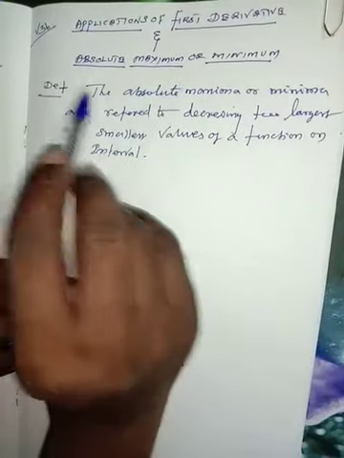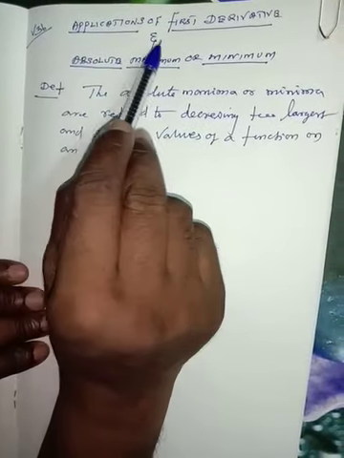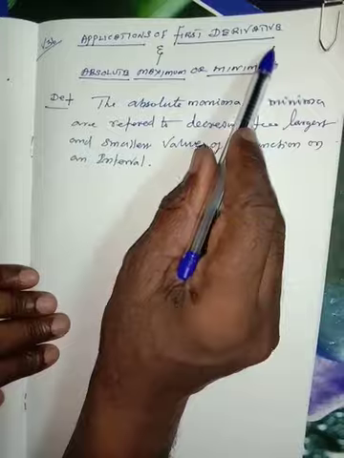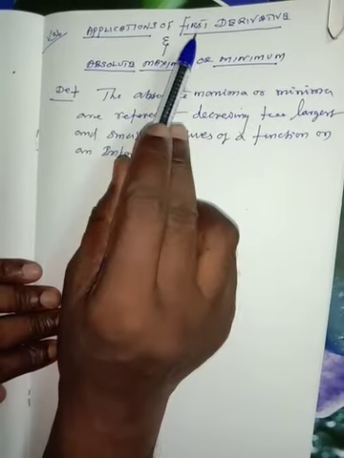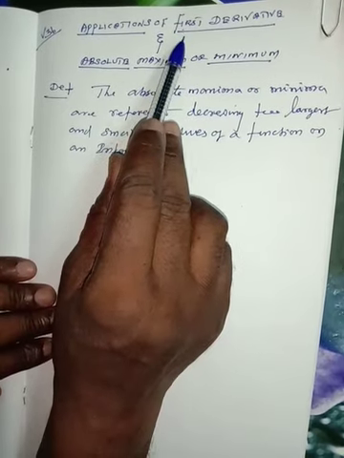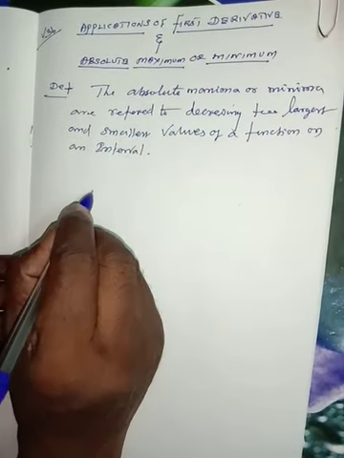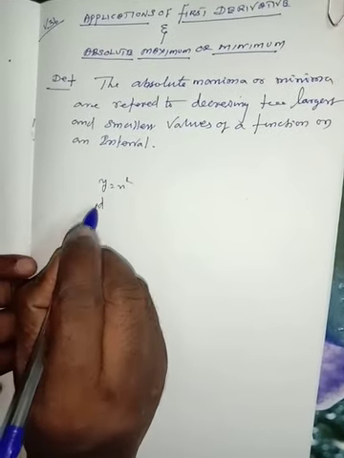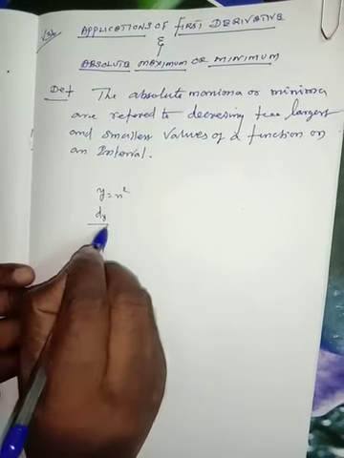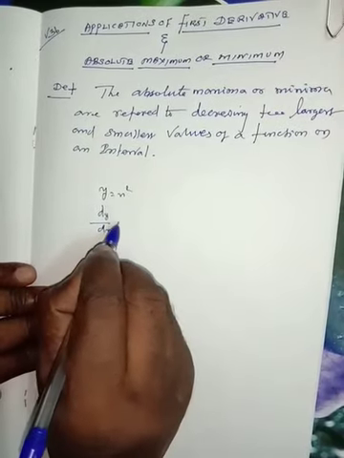Good morning students. Today's topic is applications of the first derivative and absolute maximum or minimum. First derivative: y is equal to x square is given. First order means dy by dx.